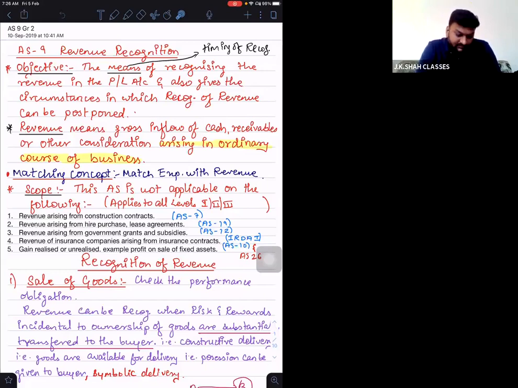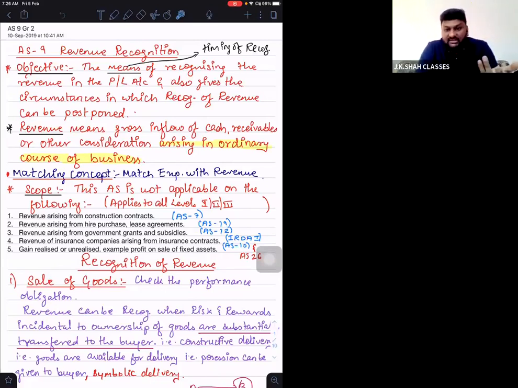Then further, arising in the ordinary course of business. Ordinary course of business means you should have that particular revenue earned from your operations, arising in the ordinary course of business, right? That becomes revenue for you. Whatever you do in your day-to-day business operations, from that whatever you are earning, cash, receivables, or other considerations, that becomes revenue for you.